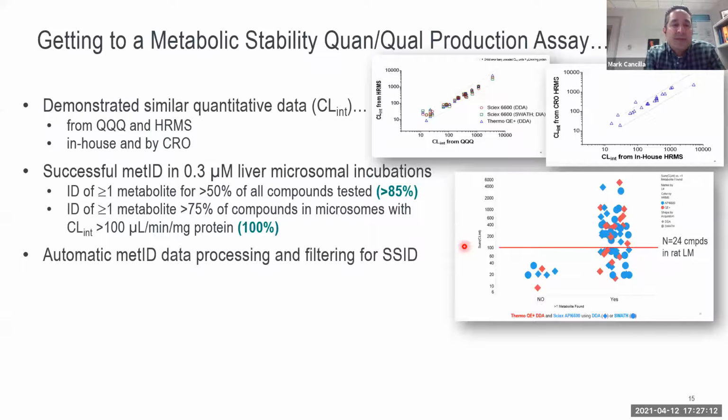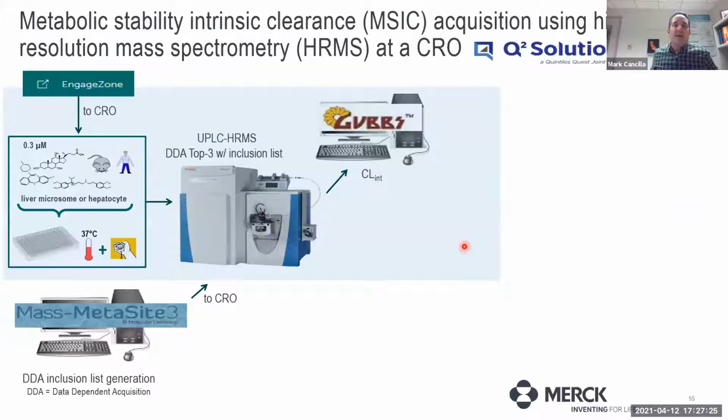And then we also implemented some automatic MetID data processing and filtering. So we needed to optimize the Mass MetaSite settings, and that was taken care of. All right, so let's go over how the assay is today.